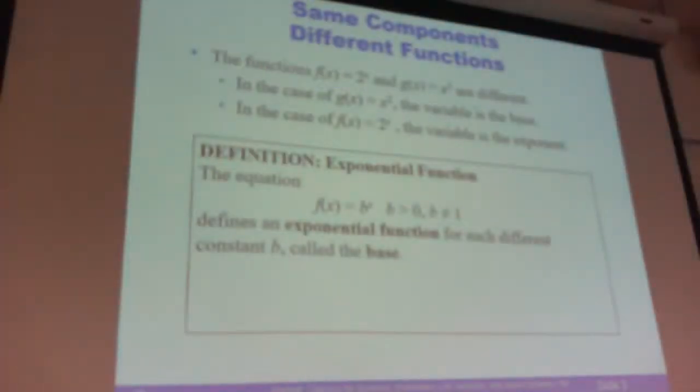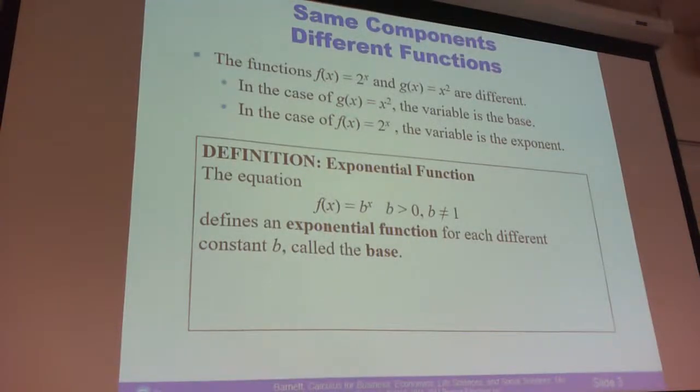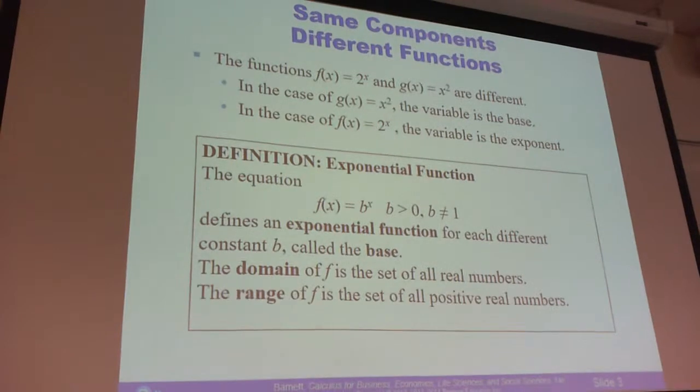So the general form of it is f of x equals a base, a number raised to x, where the base is greater than 0, and the base cannot be 1. This defines an exponential function for a constant called the base. The domain is the set of all reals. The range is all positive reals.